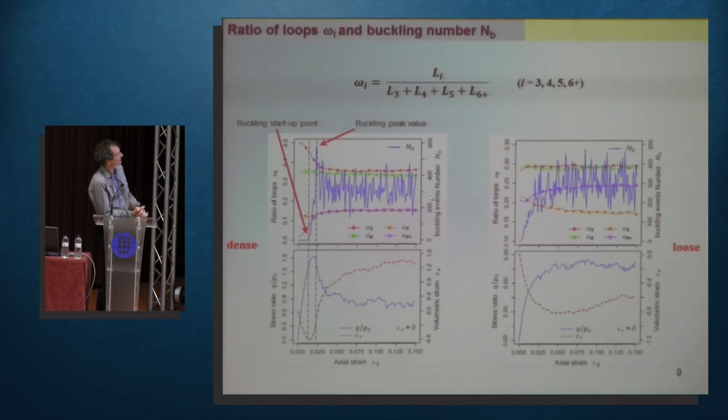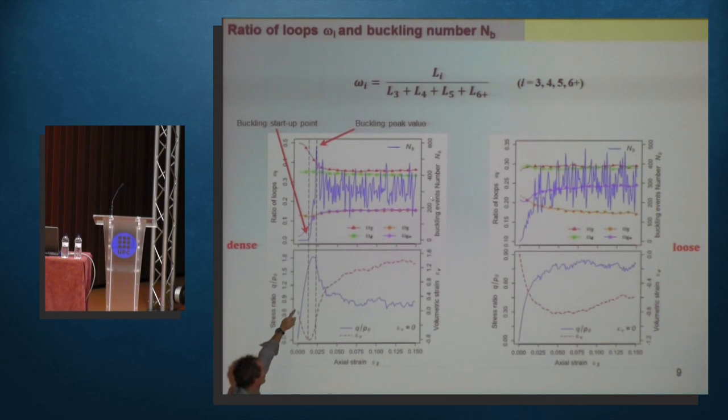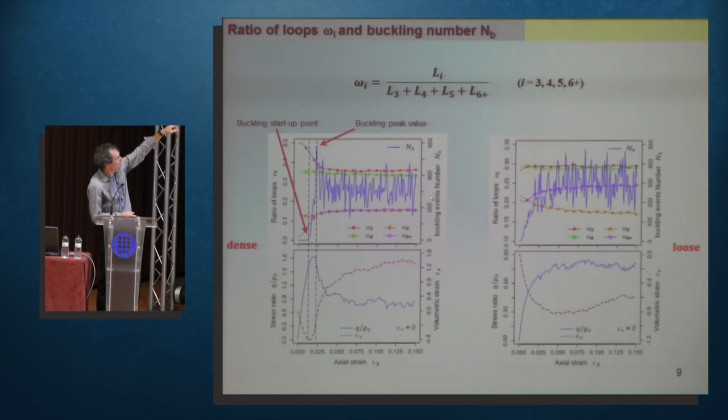What we can observe is that I have also represented, just above, the evolution of the deviatoric stress and of the volumetric strain. And you can observe that we can correlate the evolution of the different ratios with both the deviatoric stress and the volumetric strain. Also interesting is to plot the number of buckling, of 4-chain buckling. This is above, the blue curve.